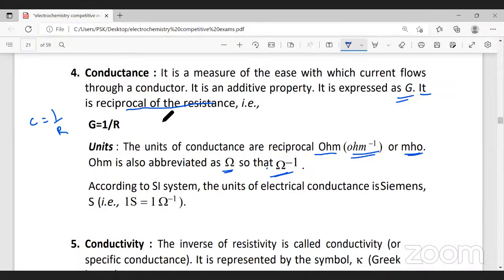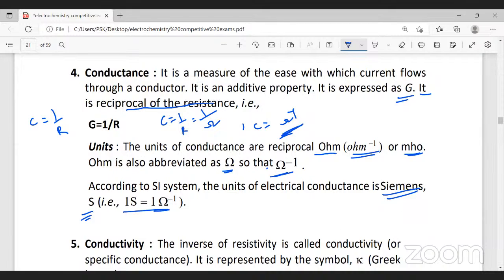Now just observe, conductance is 1 by R. We know the unit for resistance is ohm. So the unit for conductance will be what? Per ohm, or reciprocal of ohm. According to the SI system, the unit of electrical conductance is Siemens, represented as S. 1 Siemens is equal to 1 ohm inverse. So ohm inverse is otherwise called what? Siemens.